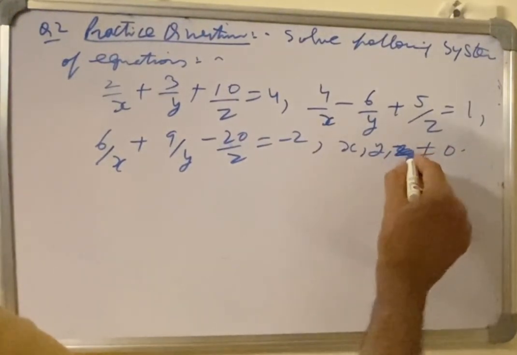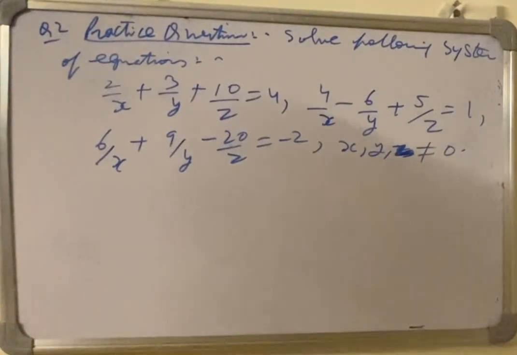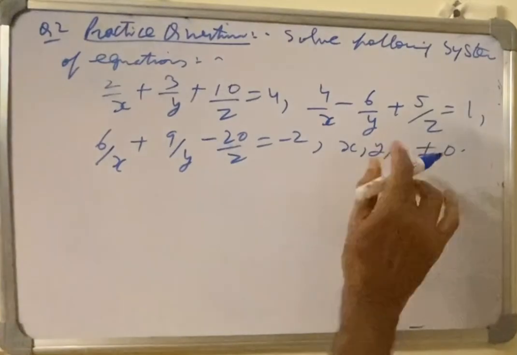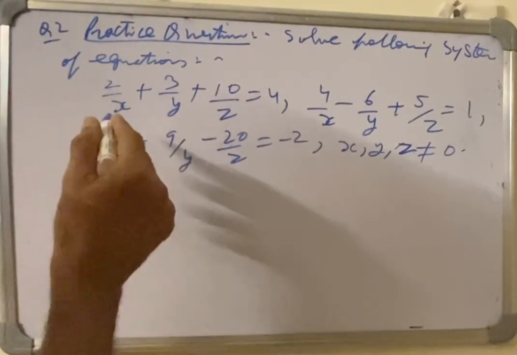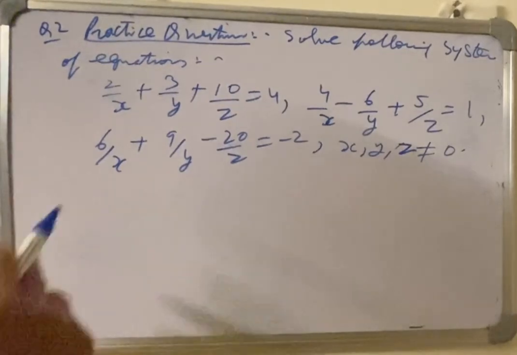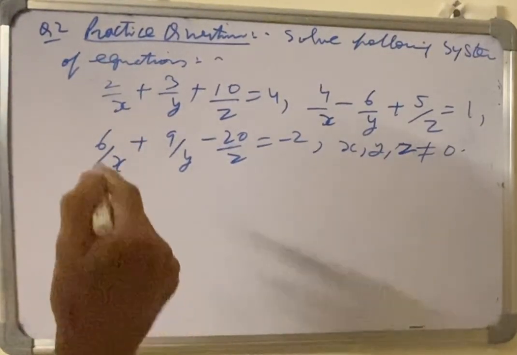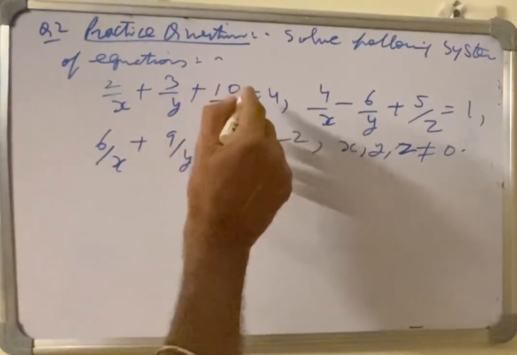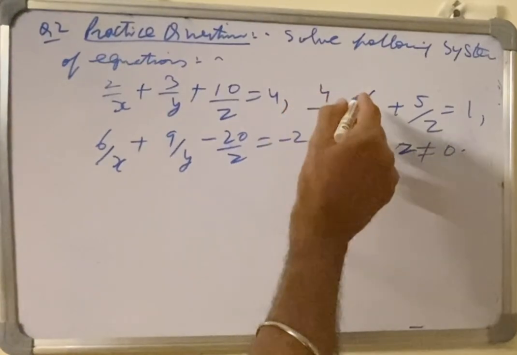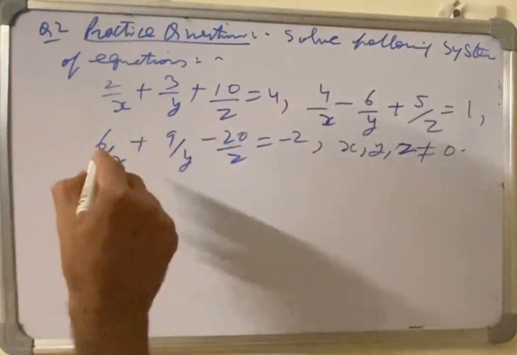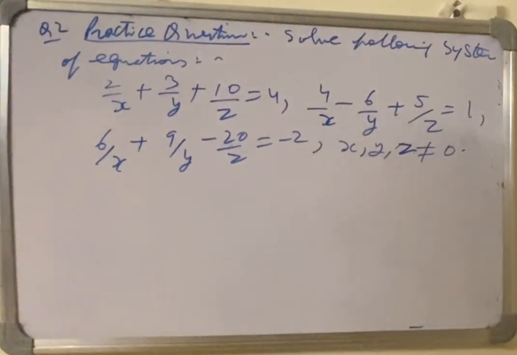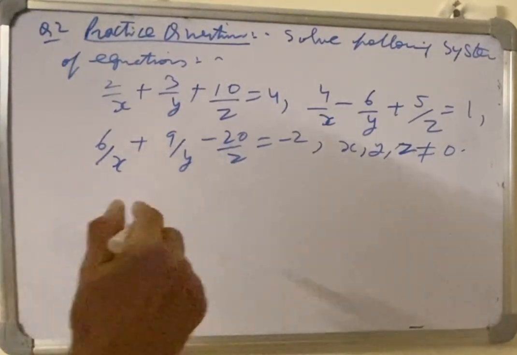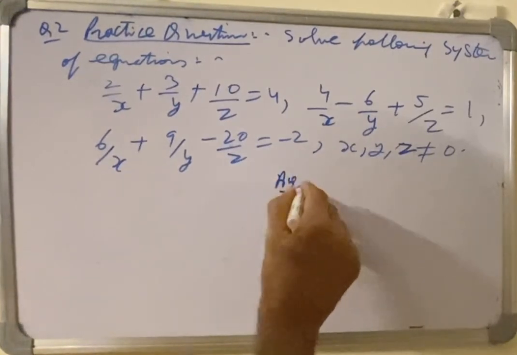As we have done in the previous question, you will do it in the same way. Let 1 over x be u, 1 over y be v, 1 over z be w. Then you will get 2u plus 3v plus 10w is equal to 4, 4u minus 6v plus 5w is equal to 1, 6u plus 9v minus 20w is equal to minus 2. Exactly as we have done in the previous question, you will complete it and check your answer.